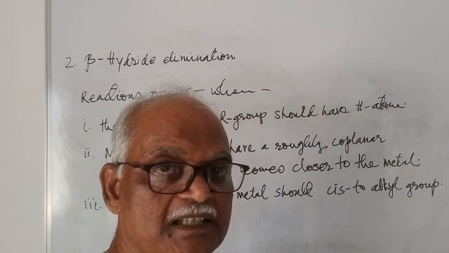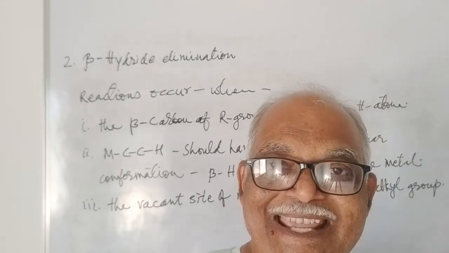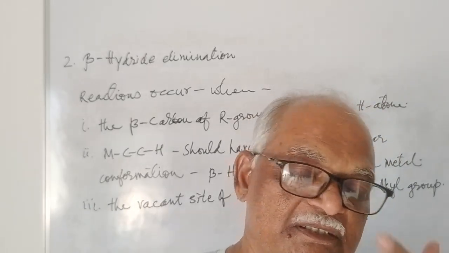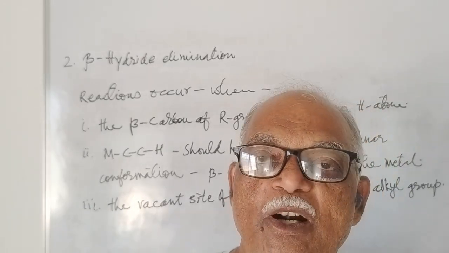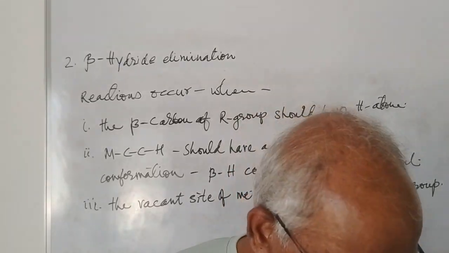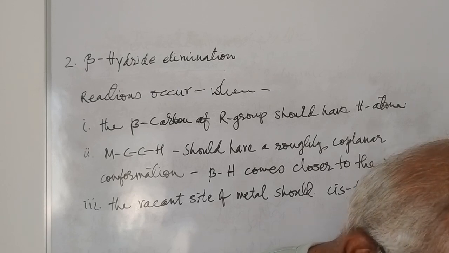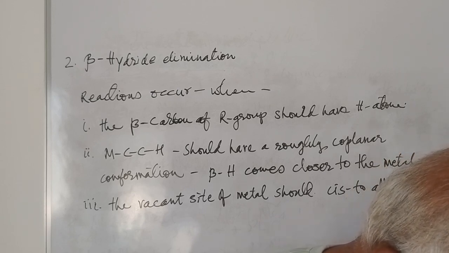So if it is at the trans position, then the beta hydrogen cannot come closer to the metal and there is no possibility of bonding between the metal and that beta hydrogen. So this is the main requirement. So we will see some examples.